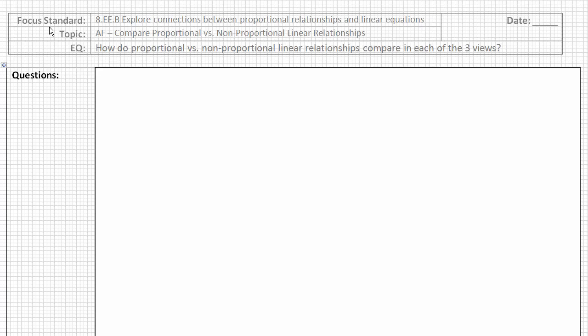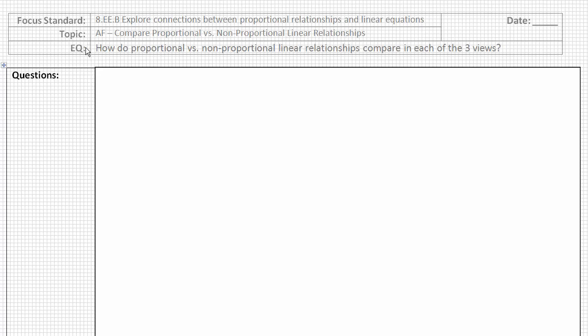For today's lesson, our focus standard comes from Grade 8 Expressions and Equations, Standard B. Explore connections between proportional relationships and linear equations. Our topic for this lesson comes from Analyzing Functions, Compare Proportional versus Non-Proportional Linear Relationships.